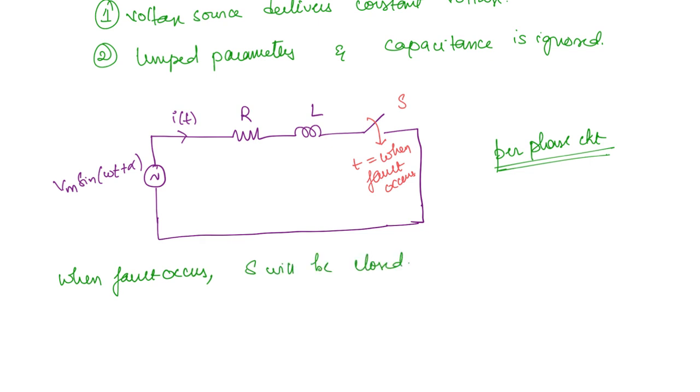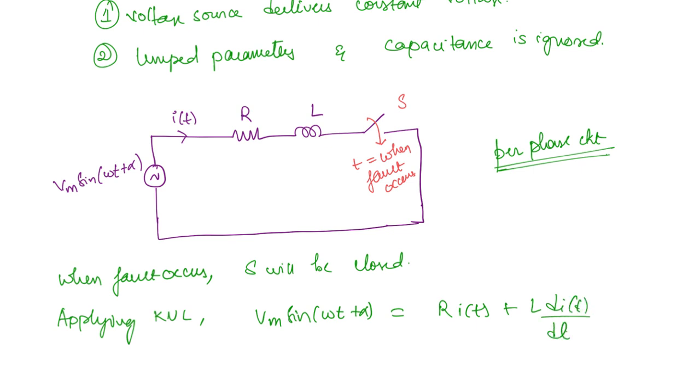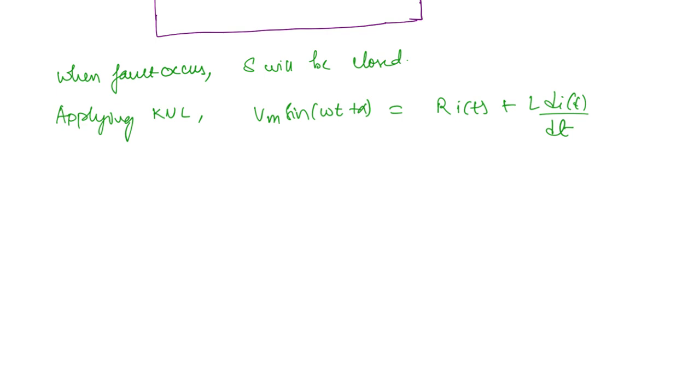Now once S is closed, we can apply the KVL. Then what we are going to get? Vm sin(omega t plus alpha) is equal to R i(t) plus L di(t)/dt. So we have expressed it in terms of time domain only. We have not made use of the phasors. Now this is a differential equation, so the solution can be obtained easily.